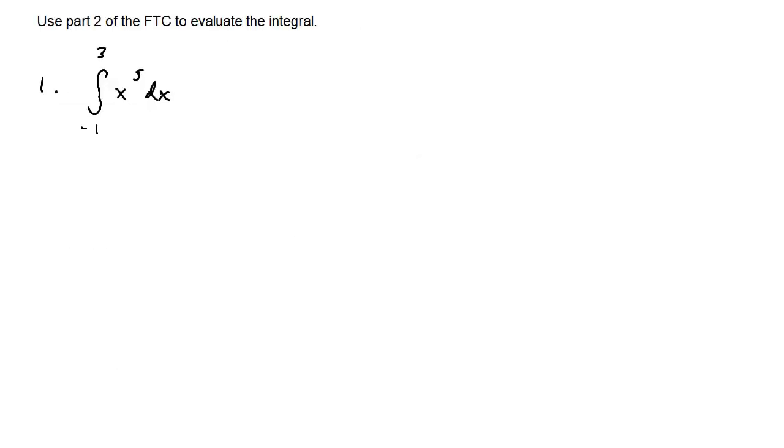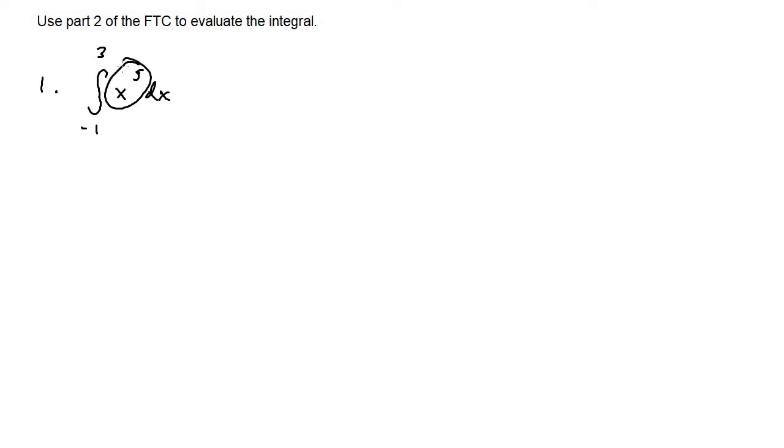Now for these next set of problems, let's use part 2 of the fundamental theorem of calculus to evaluate the integral. So for number 1, we have the integral from -1 to 3 of x to the 5th dx. Now remember that the second part of the fundamental theorem of calculus is that the integral from a to b of f prime of x dx is equal to f of b minus f of a. This is basically giving us how to evaluate the integral. First we antiderive, and then we evaluate by plugging in the bounds. In other words, we plug in the top bound first, and then minus when we plug in the bottom bound. So let's go ahead and evaluate this integral.